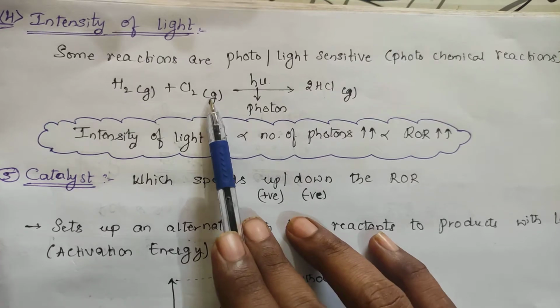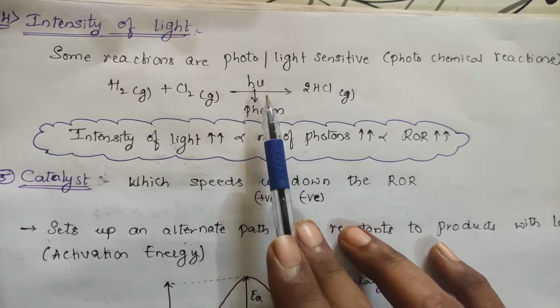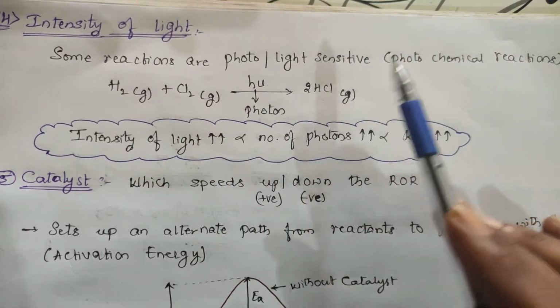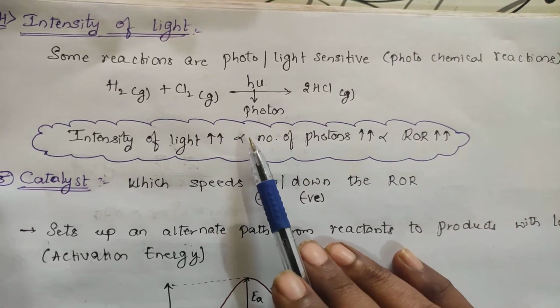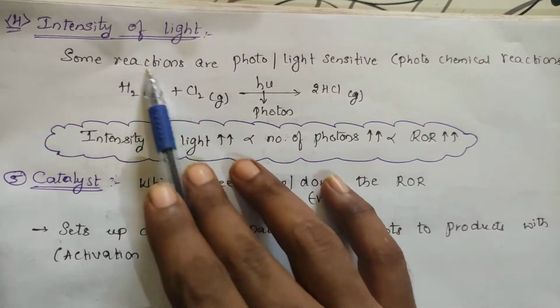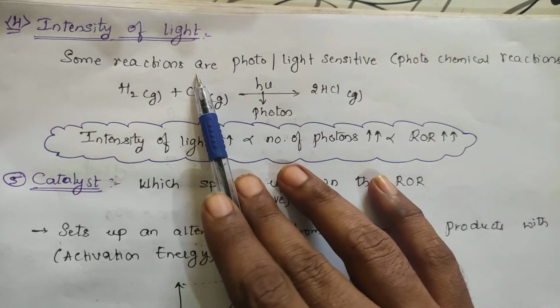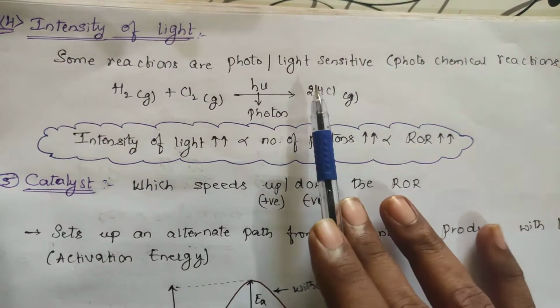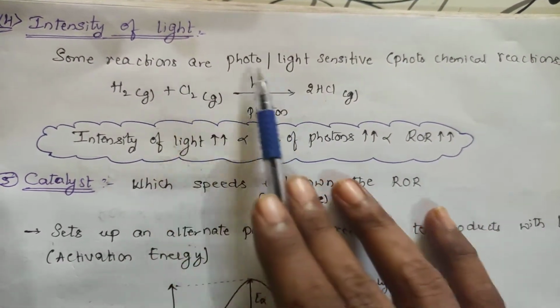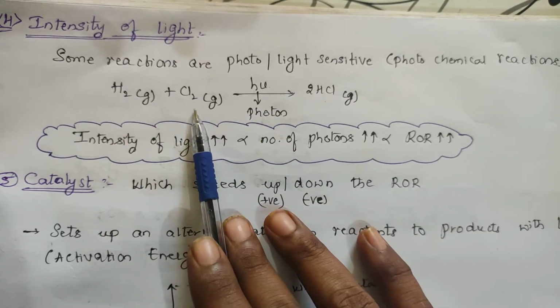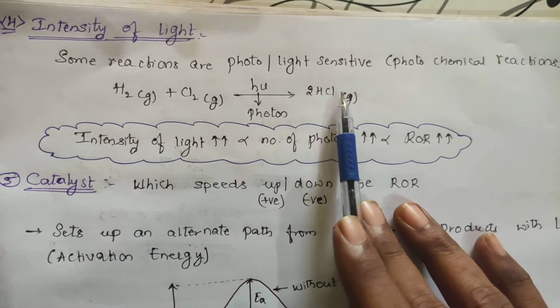So these reactions which occur in the presence of light are called photosensitive or light-sensitive or photochemical reactions. Say you take 100 tons of H2 and 100 tons of chlorine. Those two will not react in the absence of light. If light is present, then these two will react. Only then will there be formation of products.